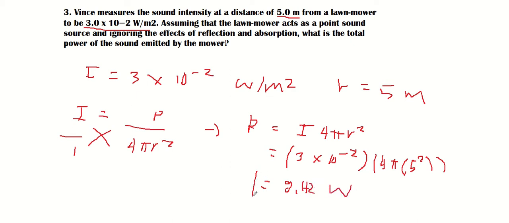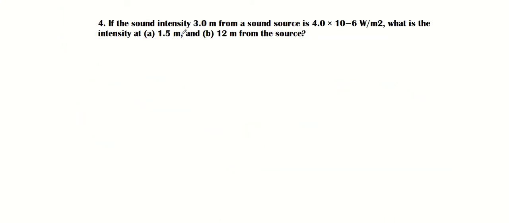Watts. Ayan. Ito na yung sagot natin for number 3. Ngayon, pwede tayo mag-proceed sa next problem. Number 4, if the sound intensity 3 meters from a sound source is 4 times 10 raised to negative 6 watts per square meter, what is the intensity at 1.5 meters and 12 meters from the source?